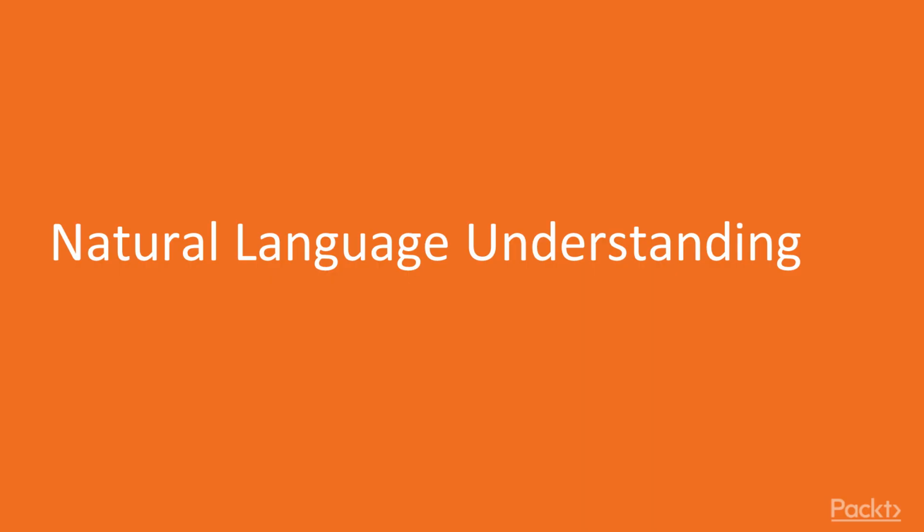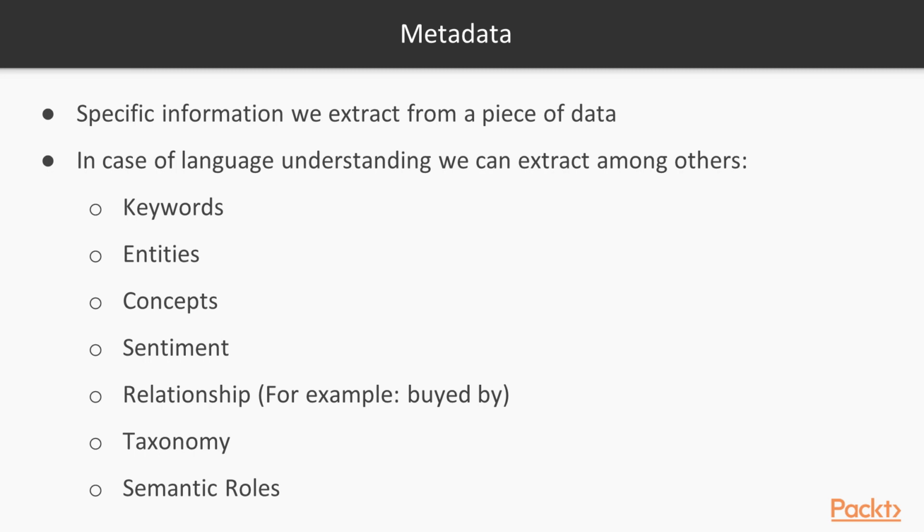Natural Language Understanding, previously known also as Alchemy API, so maybe you can find some documentation regarding Alchemy API, basically extracts metadata from our input text. So what is metadata? Metadata is specific information we can extract from a piece of data. In the case of language understanding, we can extract different features such as keywords, entities, concept, sentiment, relation, taxonomy, and so on.